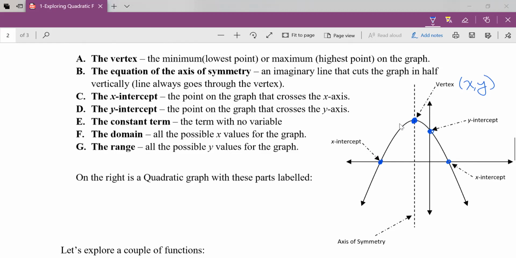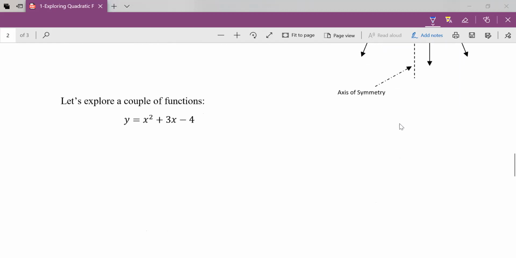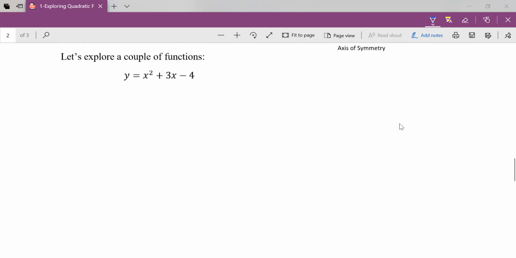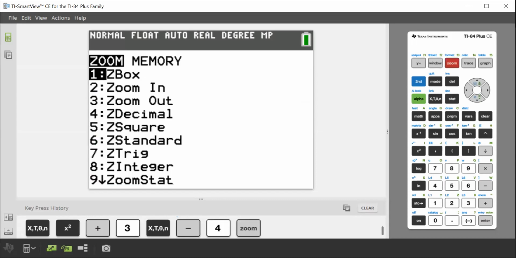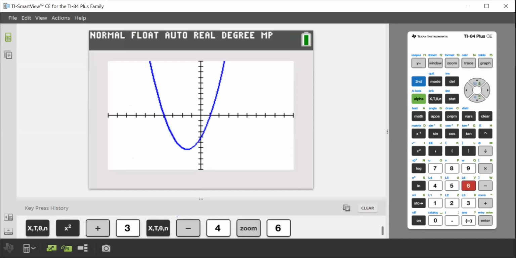Let's play around with it. Let's explore a couple of functions. Grab that graphing calculator of yours, and plunk in this function: y is equal to x squared plus 3x minus 4. I'll pull up my calculator here, and I've already got it in. I'm just going to make sure my window settings make sense. So I go zoom, and number 6 says standard. I go standard, and there it is. So what are the key features of my graph?